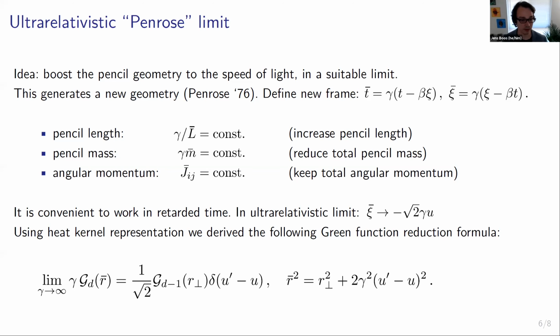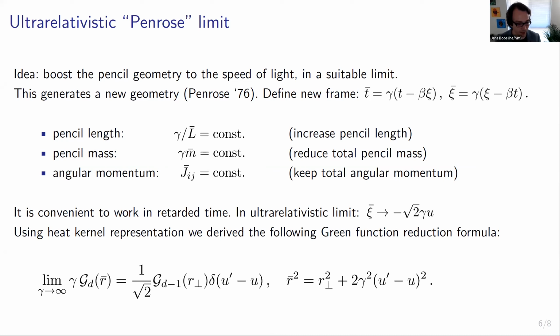It's convenient to work in retarded time, which in the ultra-relativistic limit takes this relation here. You can relate xi bar in the old frame to the new variables, the unbarred variables t and xi, or also just u, which has this relation. There's a gamma factor sitting in there, so we have to deal with these expressions, but using these Penrose limiting identities, we can absorb all diverging factors, except for one.